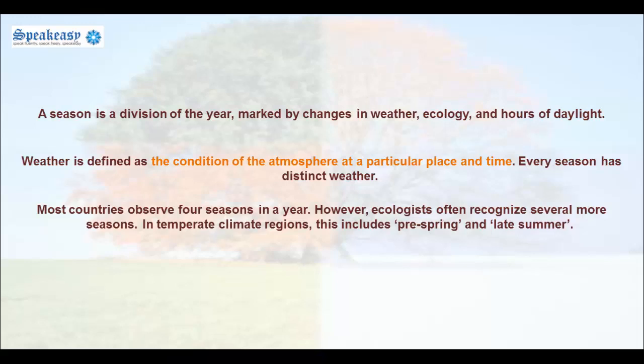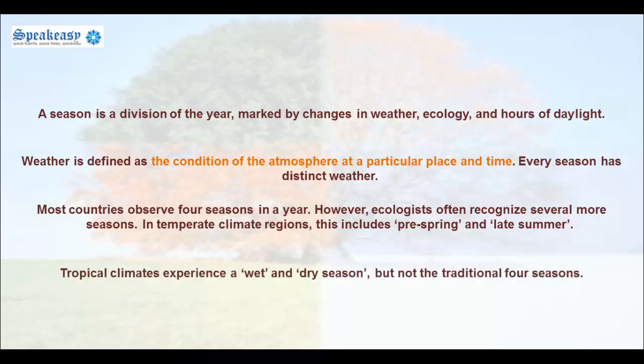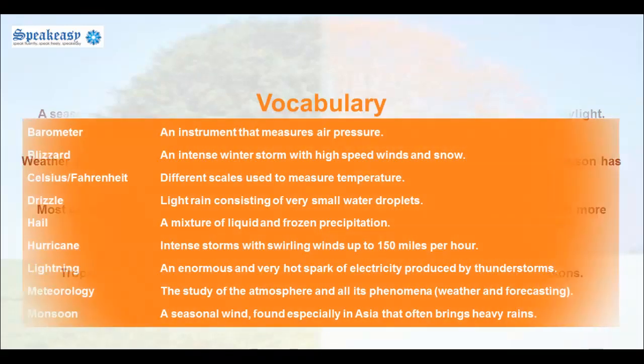In temperate climate regions, this includes pre-spring and late summer. Tropical climates experience a wet and dry season, but not the traditional 4 seasons. Here's some vocabulary related to the weather and seasons.